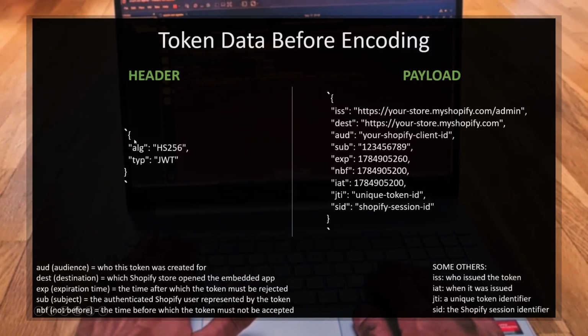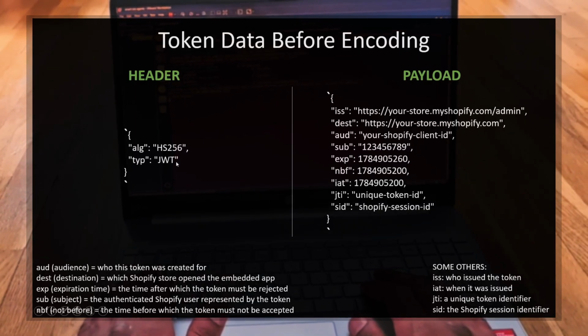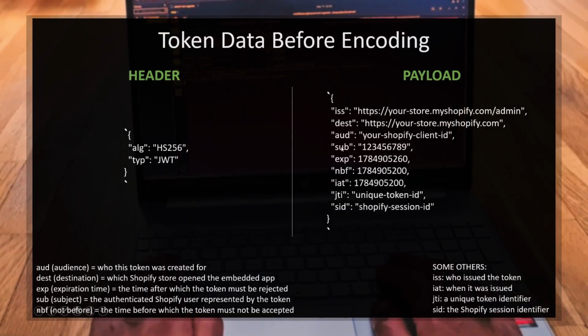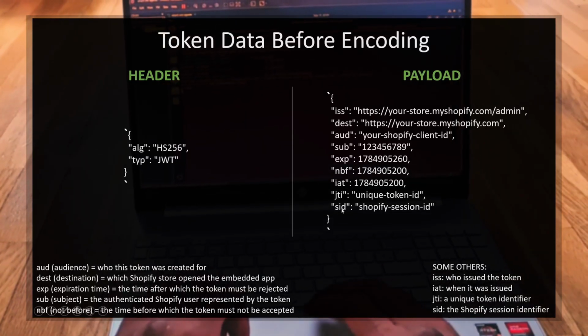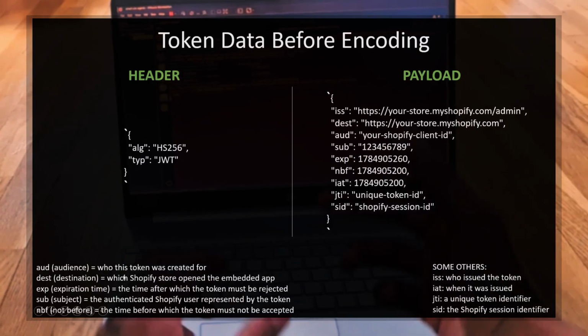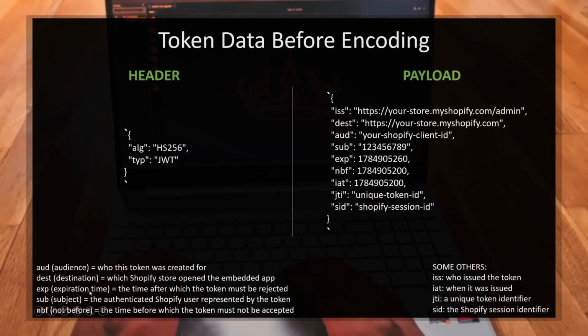So the header: the algorithm used, the type JWT. While the payload has different fields here. So I've added some different explanation down there. You can pause the video and check those ones. But the audience and the destination, we're going to check it.